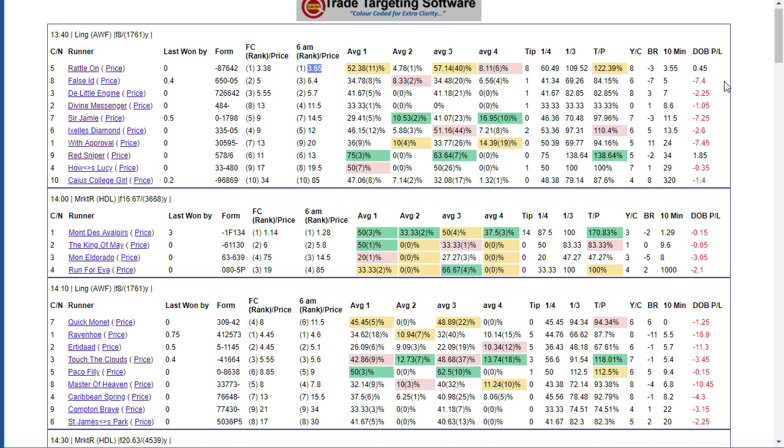Sometimes you can do it 10 minutes before the off and actually get out before the off. It's dead easy to see, dead easy to look at, and really easy to use. You'll see some other videos on this page of me actually using the software.